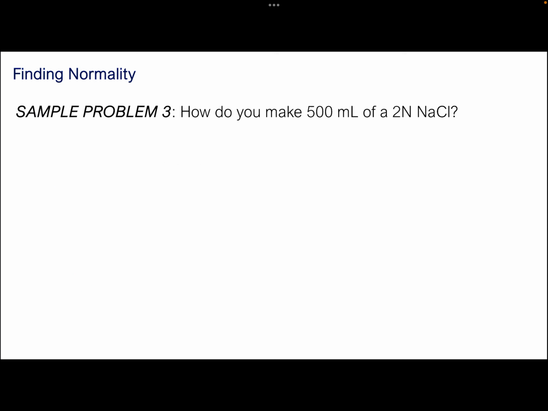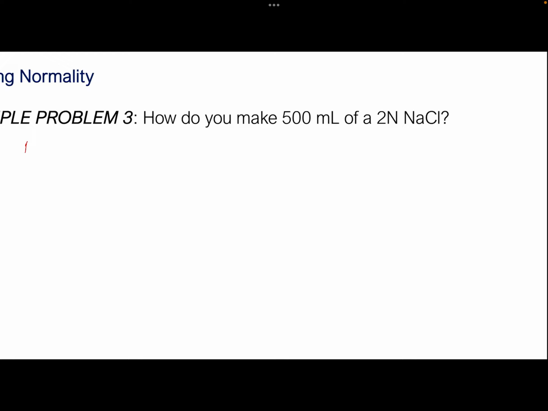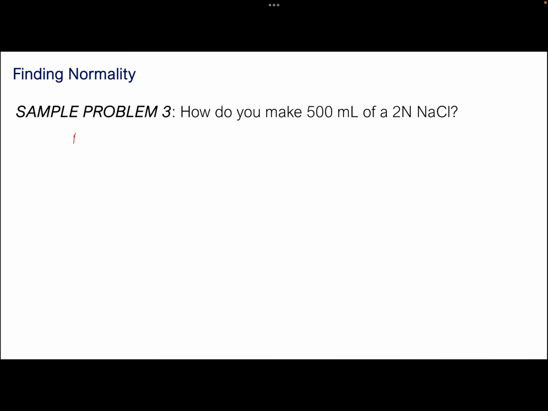Okay. Another example, how do you make 500 ml of a 2 normality NaCl. So, use the formula, normality again. So, normality is equals weight of solute. So, here, how to make it? We are not given the weight of solute. How much weight of solute should we put in 500 ml to make a 2 normal NaCl?